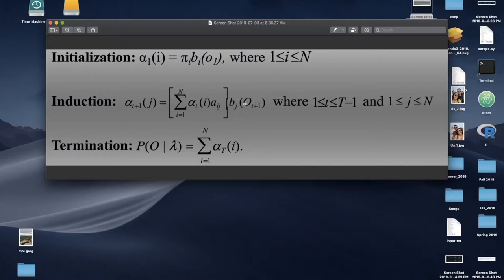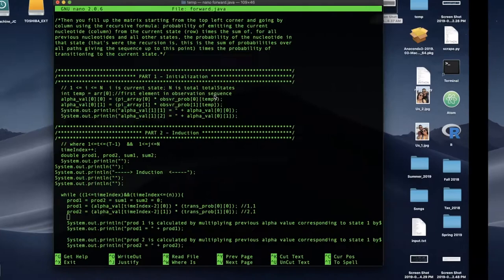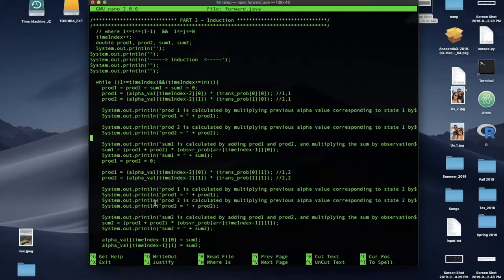And what do we put in here? We're actually using the previous alpha values from the last element to multiply with our observation probabilities. So how does that look? Remember we said each element has two alpha values, so that's why I have a sum 1 and a sum 2, because those sums will be alpha value 1 and alpha value 2 of that specific element.